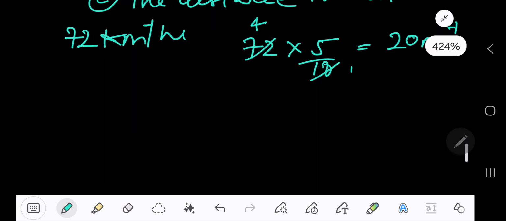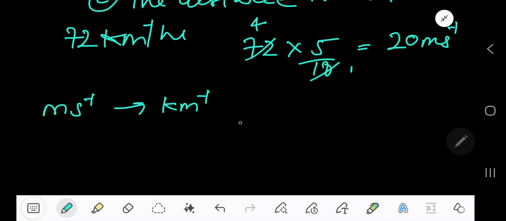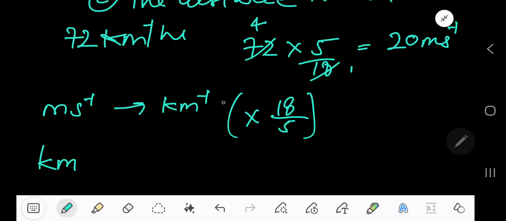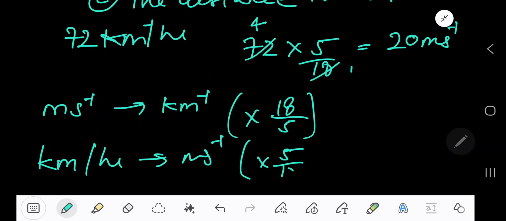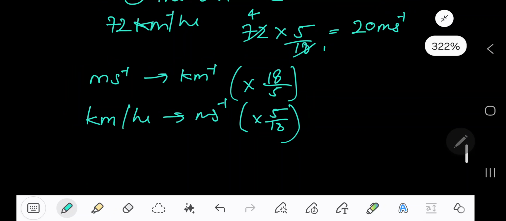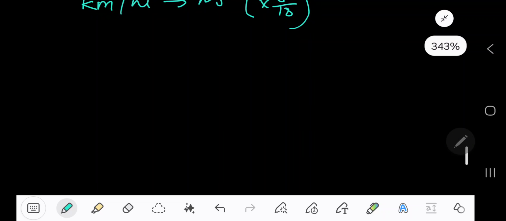Oh, and this is a shortcut. To convert meter per second to kilometer per hour, you can multiply by 18 over 5. But to convert from kilometer per hour to meter per second, you can multiply by 5 over 18. That's what I did over here. So we get our final velocity as 20 meter per second.